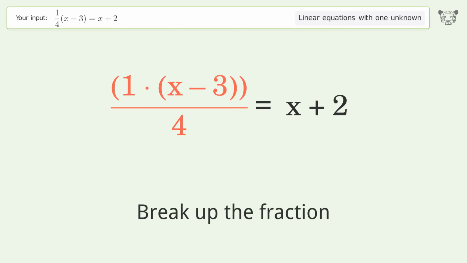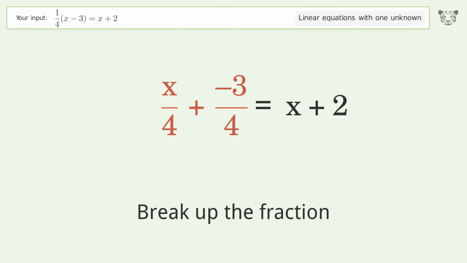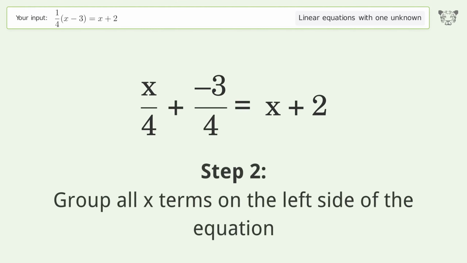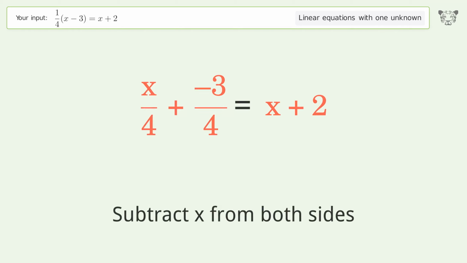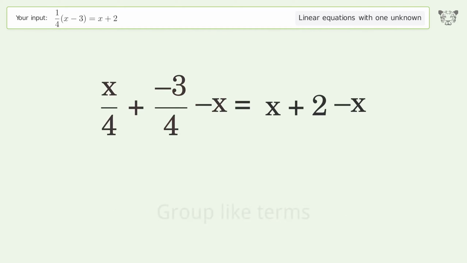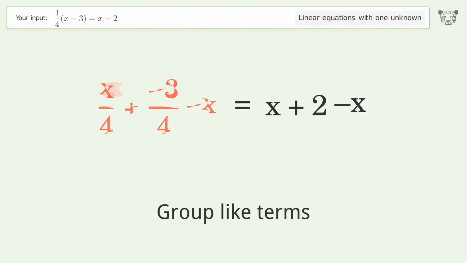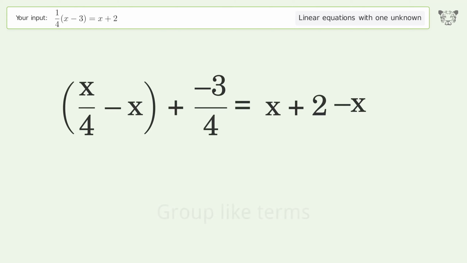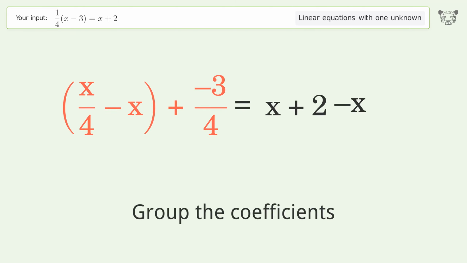Break up the fraction. Group all x terms on the left side of the equation. Subtract x from both sides. Group like terms. Group the coefficients.